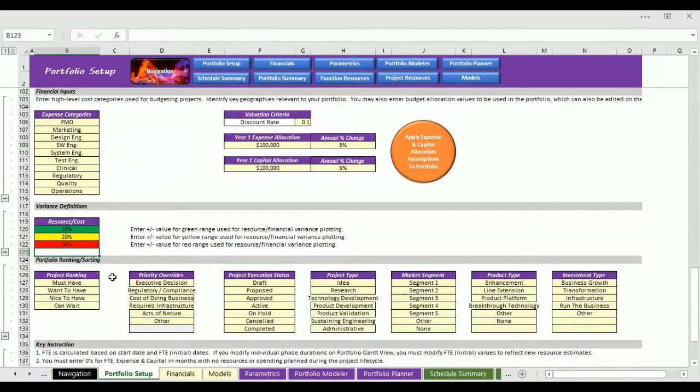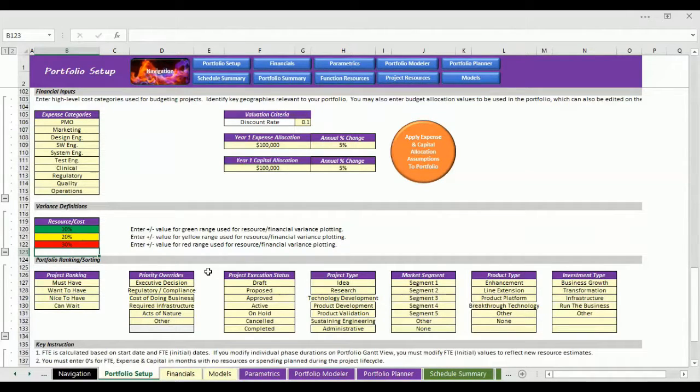Priority overrides. Ignite recognizes that oftentimes there's an override in the organization for projects, and something will bubble up to the top. In this case, it might be an executive decision, regulatory compliance, cost of doing business, or some other factor that would make it move a project right to the top.